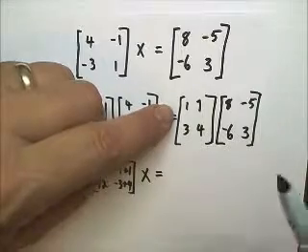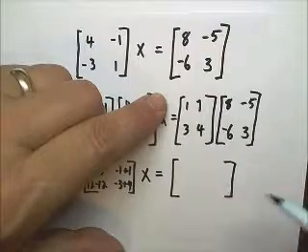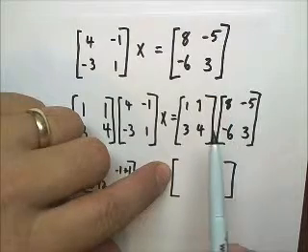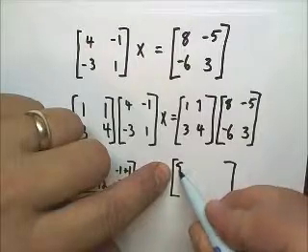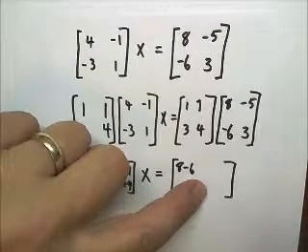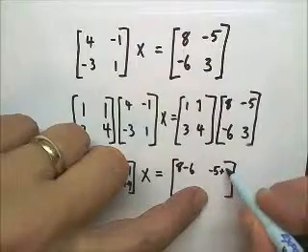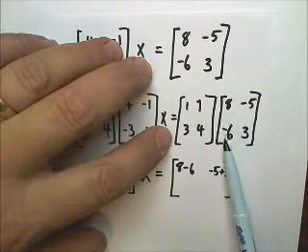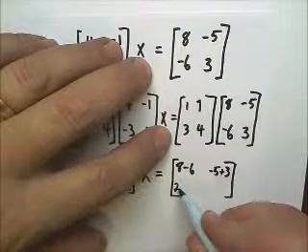equals, now this resulting matrix is going to be a 2 by 2 matrix. To get this corner up here, it's 1, 1 times 8, negative 6, so that's going to be 8 minus 6. This one, it's going to be 1, 1 times negative 5 and a 3, so that's negative 5 plus 3. Now to get this down here, it's 3, 4 times 8 minus 6. That's 24.